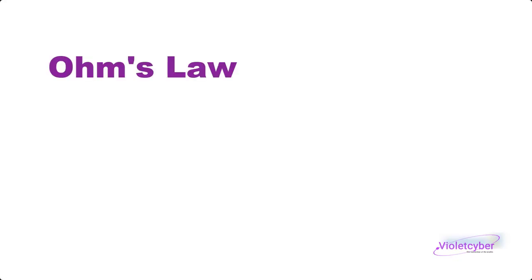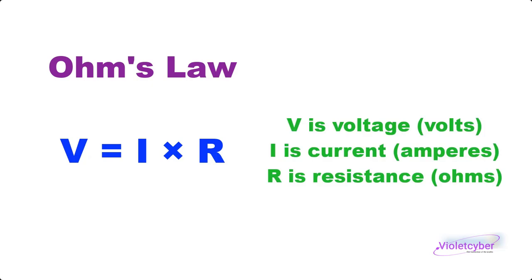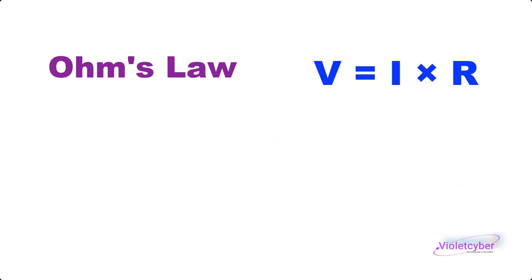Ohm's law. Ohm's law is the most basic law for determining the resistance value in a circuit. It states that V equals I times R, where V is voltage in volts, I is current in amperes, and R is resistance, and we show it in ohms.